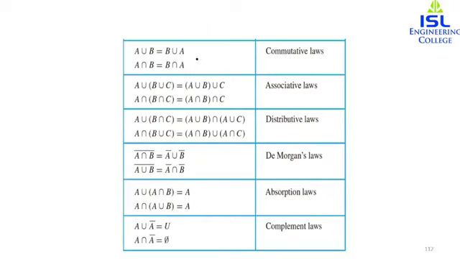The next is the commutative law. The commutative law is similar to the commutative law of ordinary mathematics: A plus B is equal to B plus A, and so on. De Morgan's law is the one which is important. We will see an example on De Morgan's law.